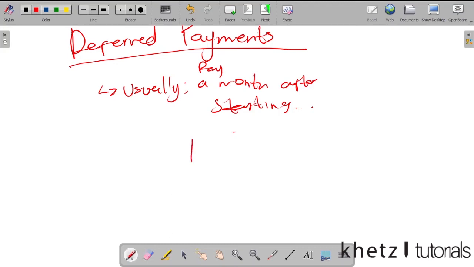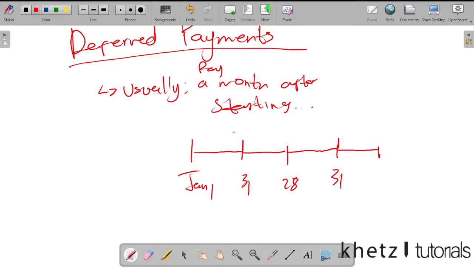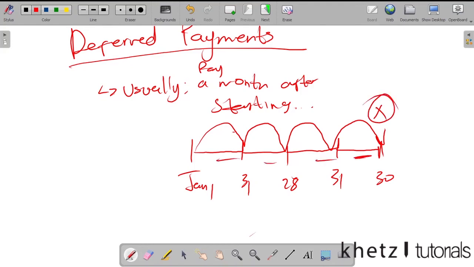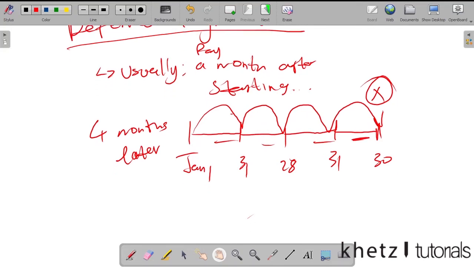So your timeline would look something like this. If we are talking about January 1st and we move on to the 31st of the next month, the 28th of February, and move on to the 31st of the next month until the 30th of April. Now you're gonna skip that, and your payment is only going to start here. So 1, 2, 3, 4 months. So payment is only going to start 4 months later. Now this is what you do.